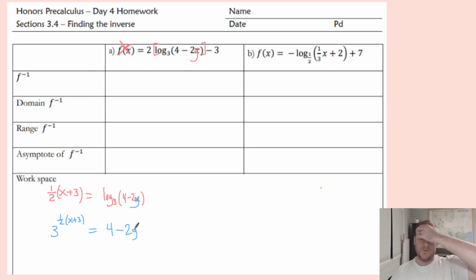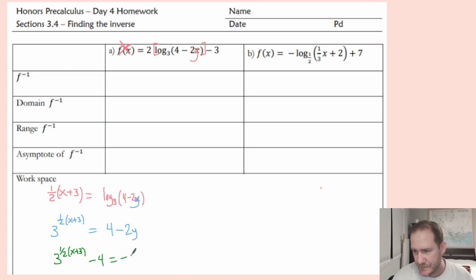So now you got to isolate y. So you're just going to subtract 4 and then divide by -2. So that brings us to 3 to the 1/2 x plus 3 minus 4 equals -2y. Then you're going to multiply through by -1/2 on everything, and that'll bring you to your final answer.